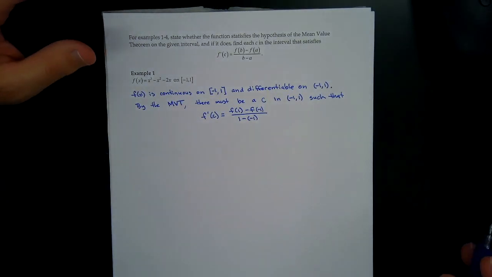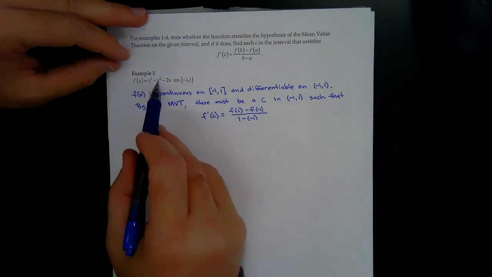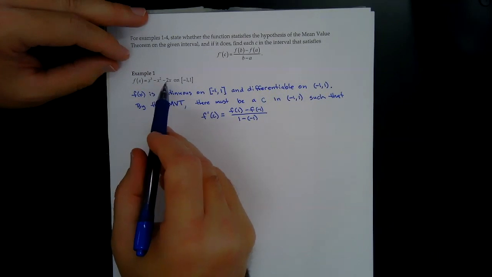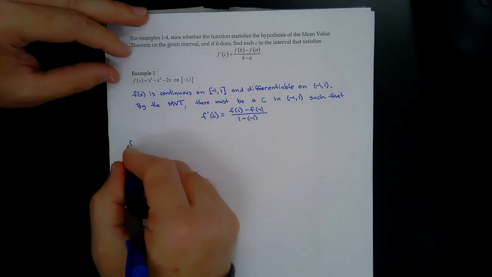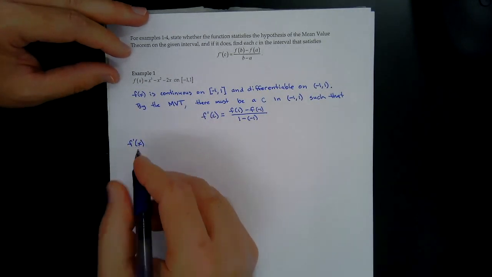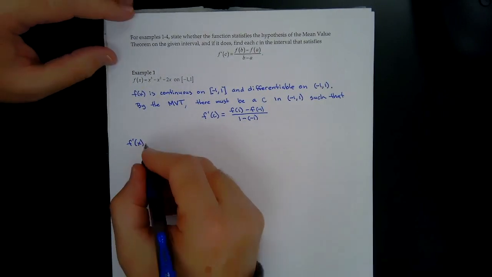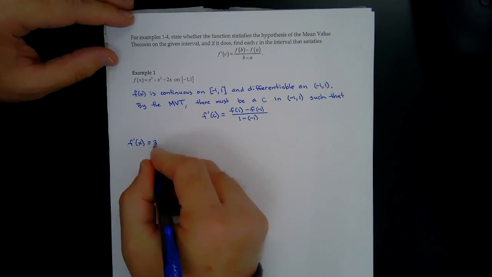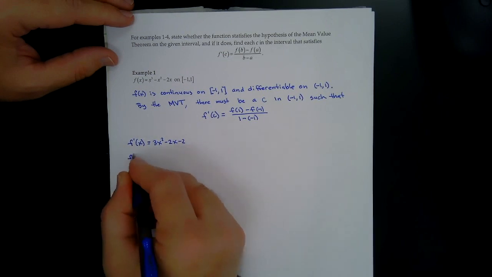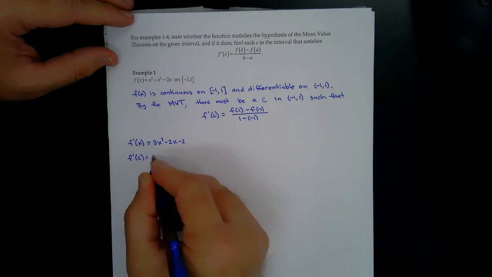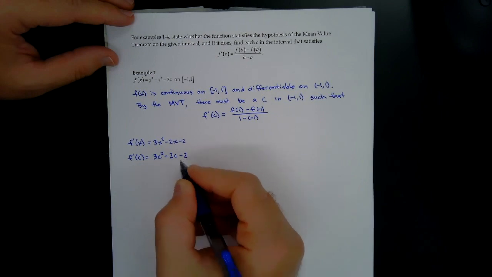So, a few things we need to do. f of 1 would be 1 minus 1 minus 2, so that'd be -2. And I also need to find f prime of c. So f prime of x, where x represents any point and c represents the specific point that we're finding, is equal to 3x squared minus 2x minus 2. So that means f prime of c would equal 3c squared minus 2c minus 2.